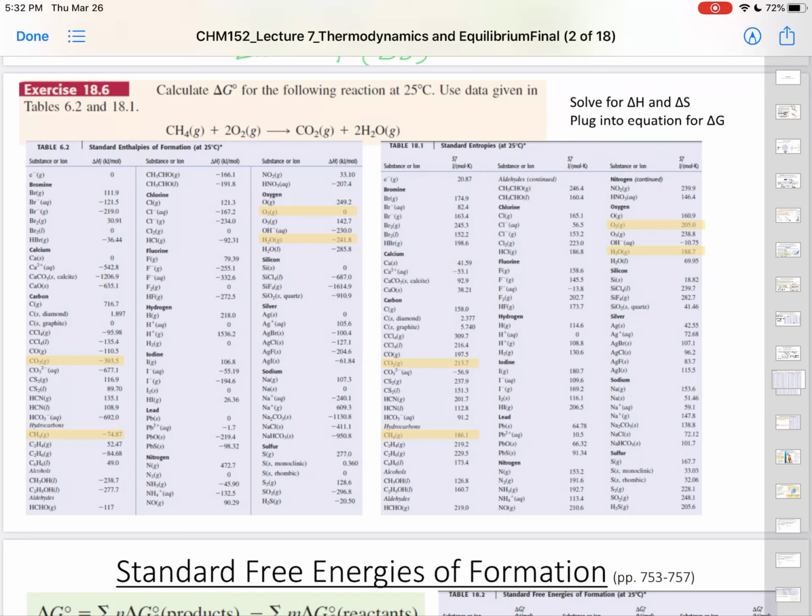All right. So they want you to calculate delta G for the following reaction, okay, and use the data given in the tables provided, okay. So basically, this is straightforward, very similar to what you did before. You would solve for delta H, then you would solve for delta S, and then you would plug it in to solve for delta G, okay. So I don't really have space to do it here. Let's see, where can I do this? I'll just write in the values here.